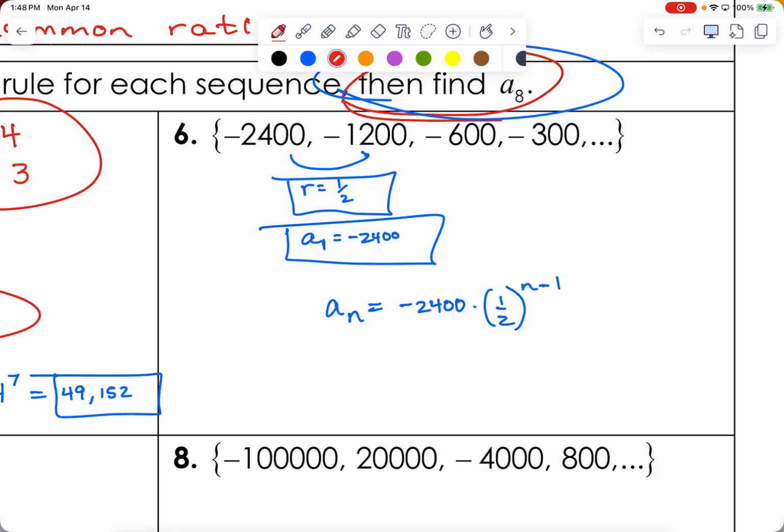Now to find the 8th term, it would be negative 2,400 times 1/2 to the 8 minus 1, which is 7th power, which will give me negative 18.75.